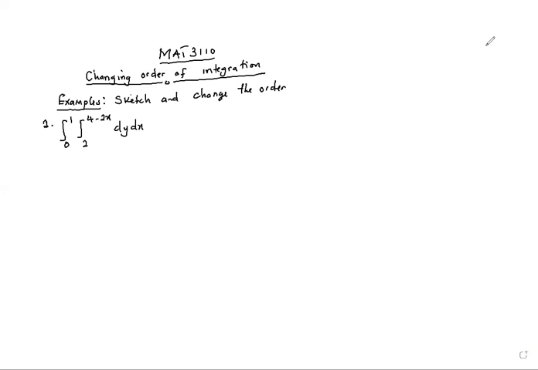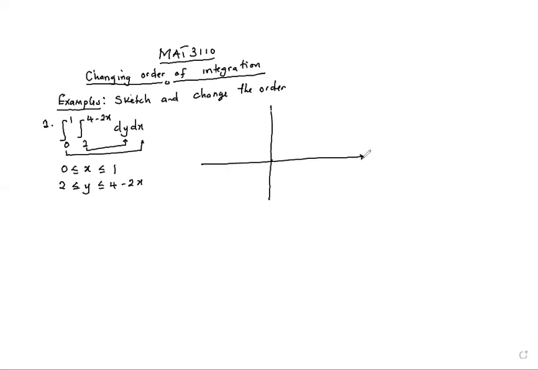The first thing I do is make very sure and very clear that I understand the limits that I have. In this case, these limits are for the x variable and the limits inside are for the y variable. So for x, we have 0 less or equal to x, which is less or equal to 1. For y, we have 2 less or equal to y, which is less or equal to 4 minus 2x. So what do we do? With x, we have no problem. No challenge there. We will start from 0 and go up to 1.